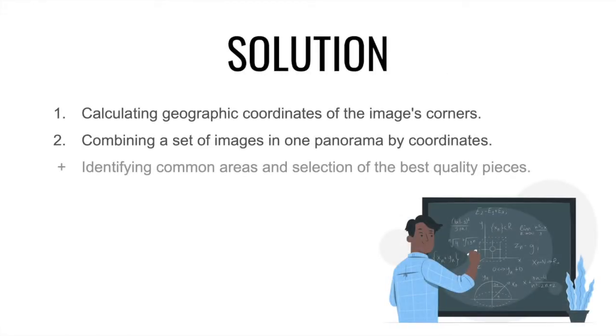To solve the problem of creating a panorama, we decided to approach it in two main steps. Firstly, we used a mathematical projection to define the corners of every taken image, and then, using those coordinates, we found the position of each pixel in the resulting panorama.